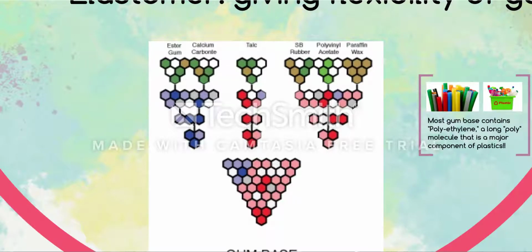Now, today we're gonna focus more on mechanisms of making one of the most commonly used polymers in many gum bases, polyethylene. As mentioned before, most gum bases are polymers consisting of hydrocarbon monomers.